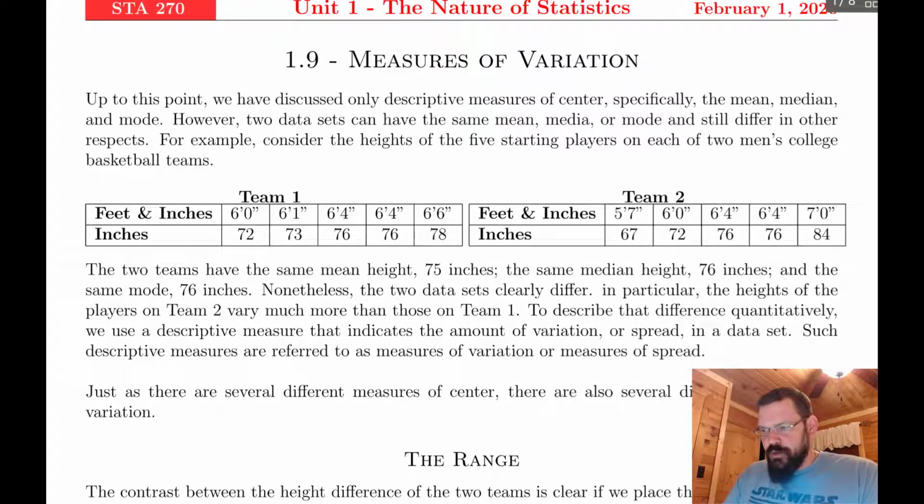It's just being presented. But what I do want to note is that they both have the same mean height of 75 inches. They both have the same median height of 76 inches, and they have the same mode of 76 inches. So as far as the measures of center go, these two sets of data are very similar, if not identical. But what I do want you to pay attention to is the shortest player on team 1 compared to the tallest player on team 1, and then do the same thing for team 2. The shortest player is 67 inches, the tallest is 84 inches.